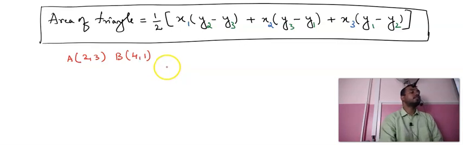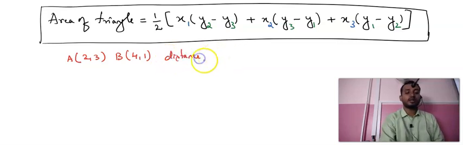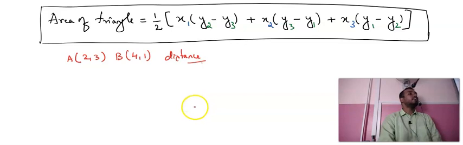Find the distance between the points. I am just giving it in short, children, please make a note. Find the distance between the points A of 2, 3 and B of 4, 1. That's it. It's a 1 mark question.